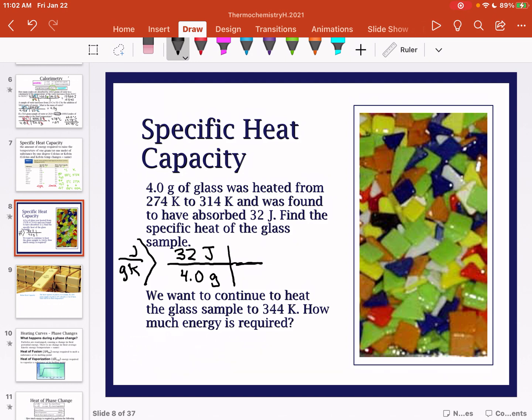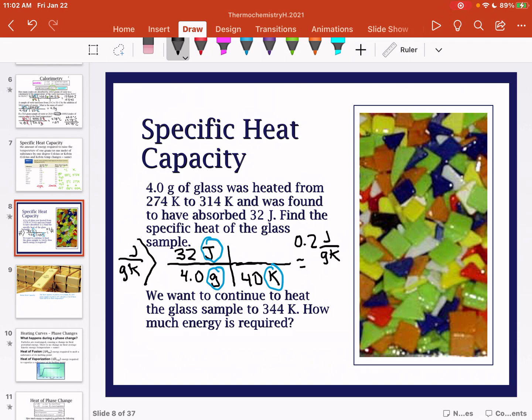I also need Kelvin in my denominator, and we know that that represents a delta T. So the difference between 274 and 314 is 40 Kelvin degrees, or just 40 Kelvin. So when I push my buttons, check out what I end up with: joules per gram Kelvin, J/g·K. So not only can I take a constant and knock it down, I can also take a bunch of little pieces and build it up to make a constant. So when I push my buttons, it ends up being 0.2 J/g·K. And that is the specific heat capacity of that glass sample.